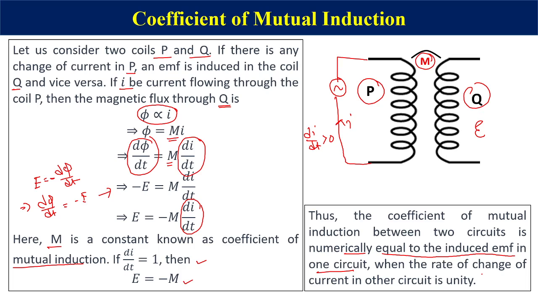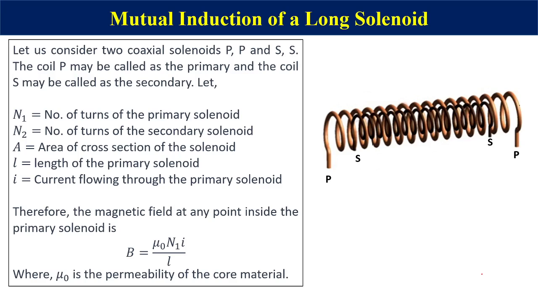Clear? So let's go ahead and try to find the mutual induction of a long solenoid. In this case two solenoids are there, one wrapped inside the other. Here in this picture, let's consider the bigger coil to be the primary coil P, and the coil wrapped inside to be the secondary coil S. So let us consider two coaxial solenoids P and S. The coil P may be called the primary and the coil S the secondary.